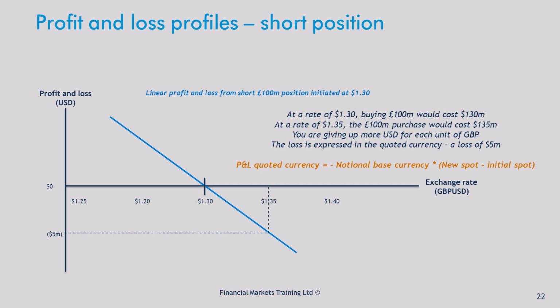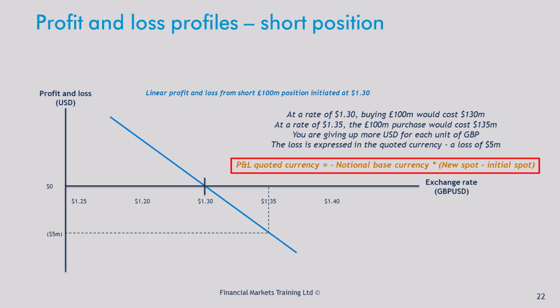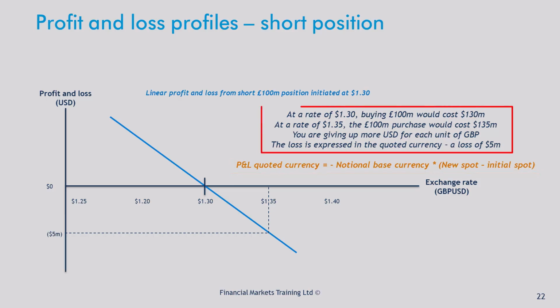The profit or loss from this position can be calculated in a similar manner to that shown in the previous slide, with one small difference. Although the profit or loss is expressed in the quoted currency, dollars in this instance, the notional base currency now has a negative sign in front of it. At a rate of $1.30, buying £100 million would cost you $130 million. At a rate of 1.35, the 100 million will cost you $5 million more.